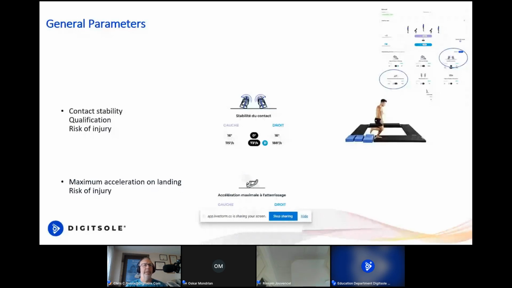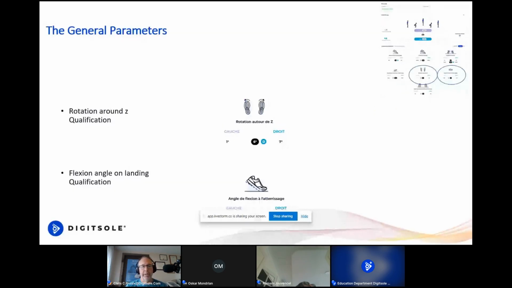Maximal acceleration at landing. So if you're familiar with the running analysis, we do have contact force, very similar here. So we can look at the comparison between the right and the left. Now, we don't have any standardization or normative data, so we at least use this to compare the right and the left, as well as look at the evolution as a result of the training process.